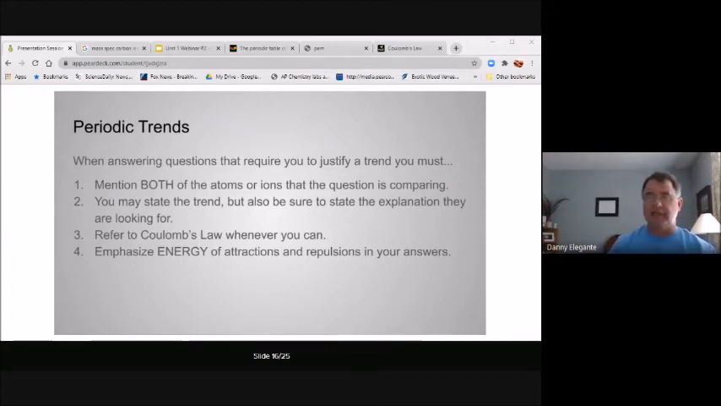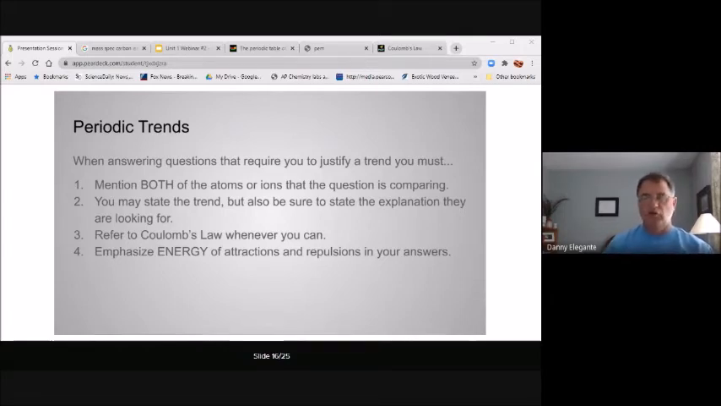So when you answer periodic trends, it's very, very important to talk about both of the atoms. If it asks you to compare things, you don't want to say just carbon, when really you meant to say carbon and fluorine. You can say, oh, by the way, electronegativity goes over to the right and up, and you would be right, but that is not really testing your knowledge. Do you understand why electronegativity increases as you go up to the top of the periodic table and over to the right? So remember, you're always looking to state the explanation.